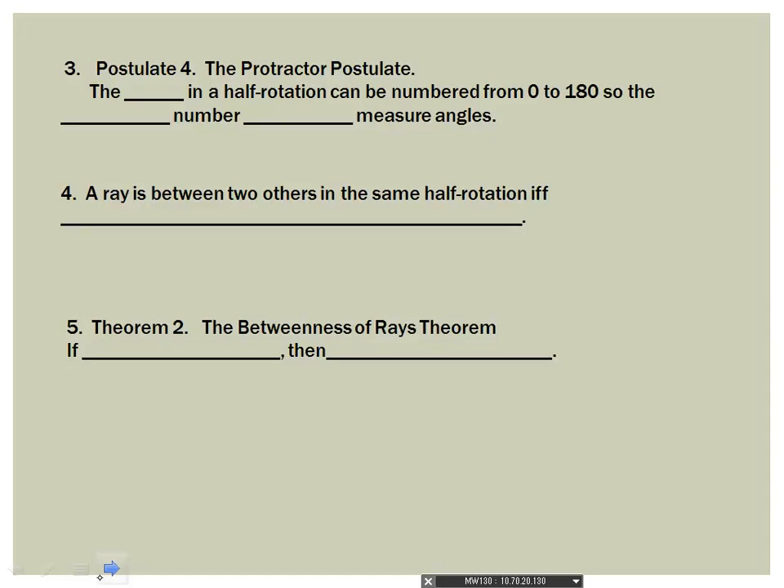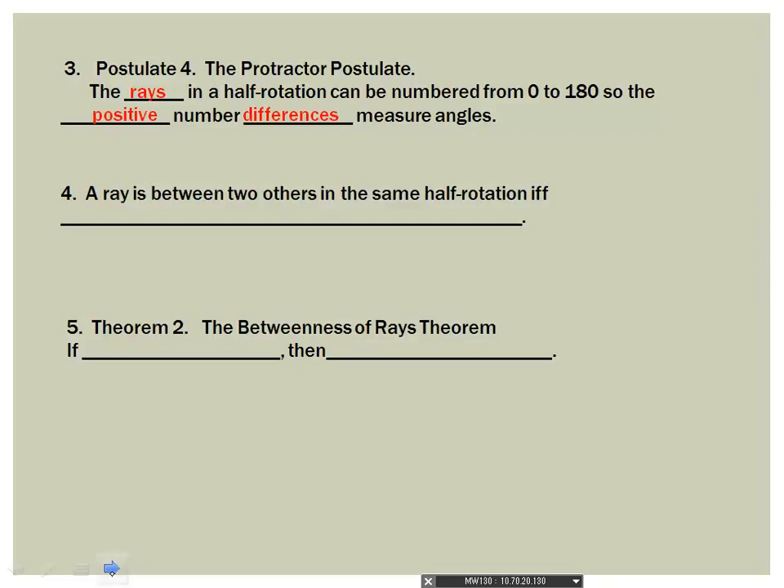Postulate 4, the protractor postulate. The rays in a half rotation can be numbered from 0 to 180 so the positive number differences measure angles. So what is that all about? Postulate 4. All right? That's the protractor postulate. Very similar to the ruler postulate that you had in lesson 3-2, isn't it? Only it deals here with rays. Right? And angles here.